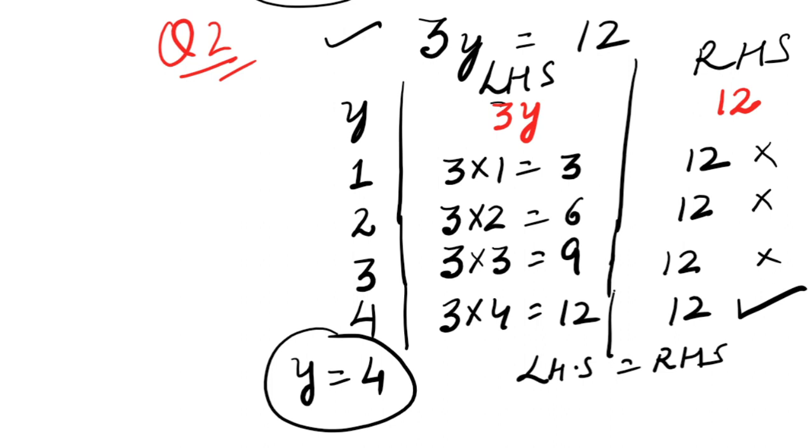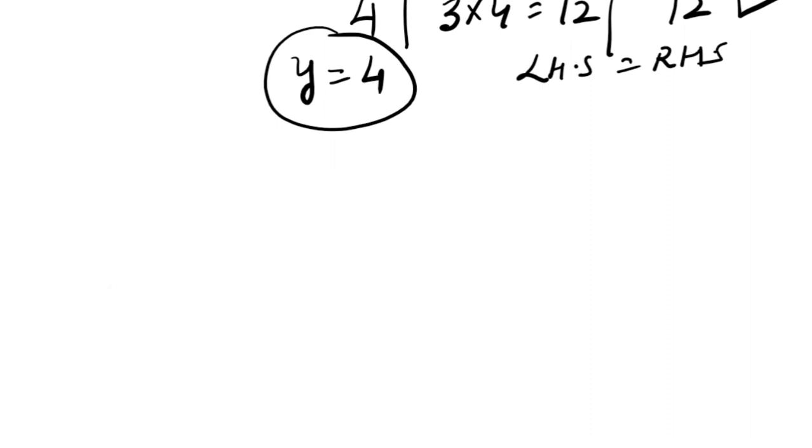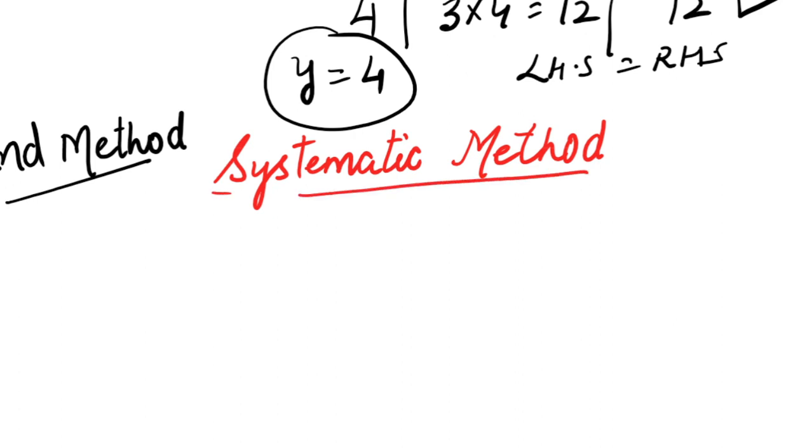Now our next method is the systematic method. The second method is the systematic method. So what is the systematic method? In the systematic method, we can add the same number to both sides of the equation. We can add, subtract, multiply or divide both sides of an equation.